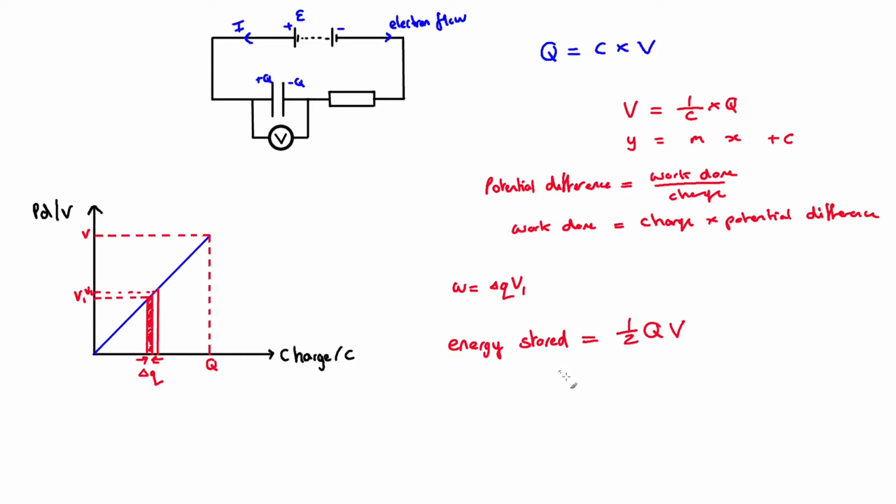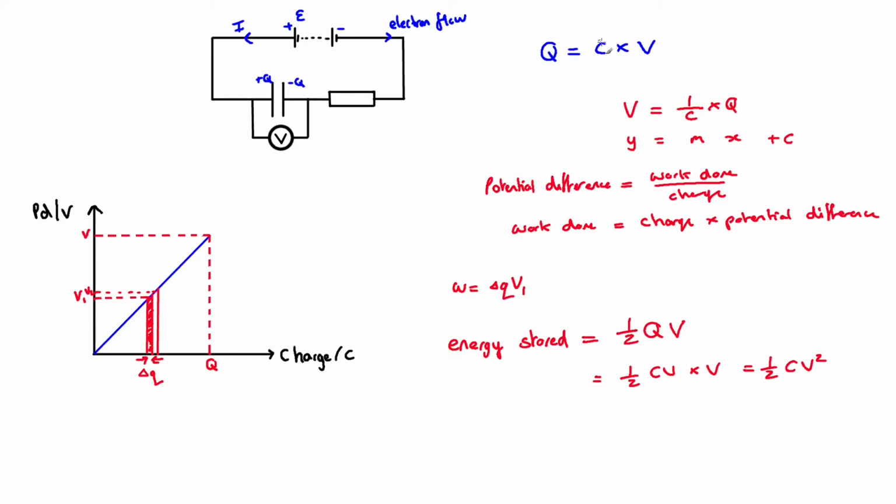Now we can write a couple of other formulae then, because of course we know that Q equals CV. So if I replace Q with CV, what have we got? We've got half CV squared. C is the capacitance, V is the potential difference across the capacitor. So there we are, we've got one formula for the energy stored, we've got a second formula.